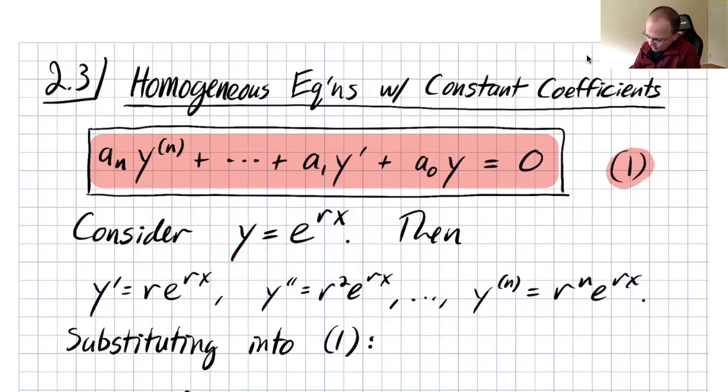So consider this function. When we take the derivative of this function, we get this term. So we get an r that pops out from the chain rule. We take the derivative again, that gives us another r that pops out, so we get r squared, and so on. So when we do the nth derivative, we'll get r to the n e to the rx.